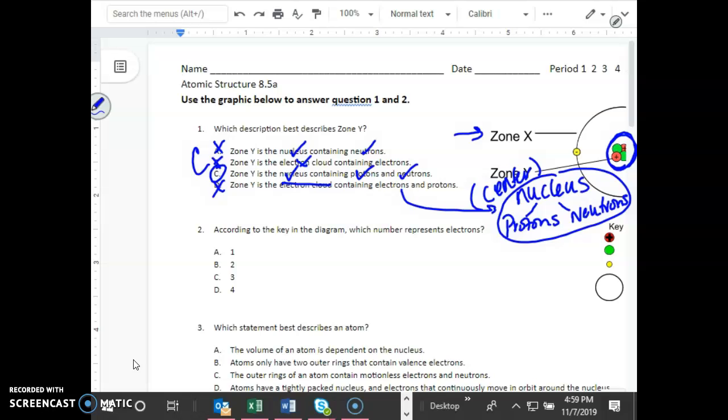Number 2, according to the key in the diagram, which number represents the electrons? All right, we've got the key over here. Well, this one has a plus sign in it, so that is not the electrons, obviously. That is the protons. This one is the same mass as the protons. Look over here, they're the same size. But it does not have a charge, so it has to be the neutrons. And the last little one, the teeny weeny tiny one that is over here on the outside, it's the smallest one, it's going to be the electrons. So 1, 2, 3, 4, the electrons would be 3.